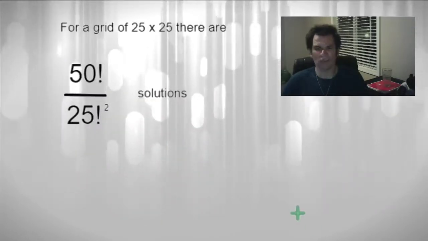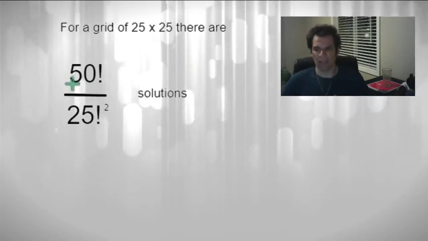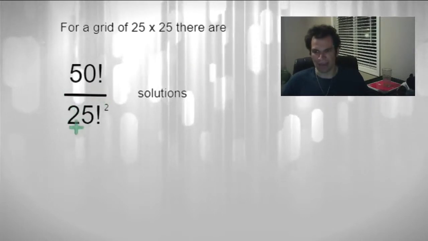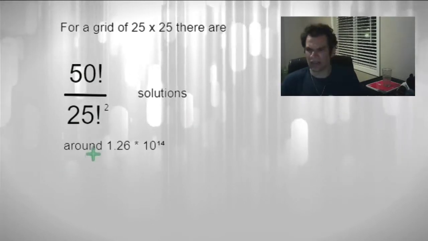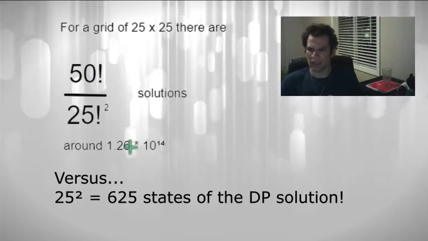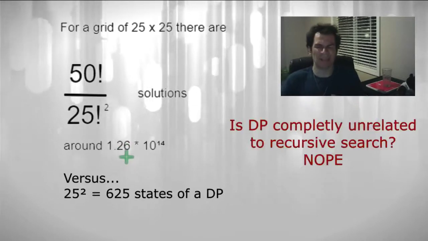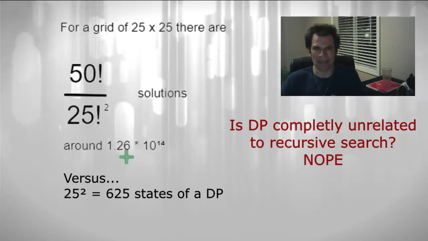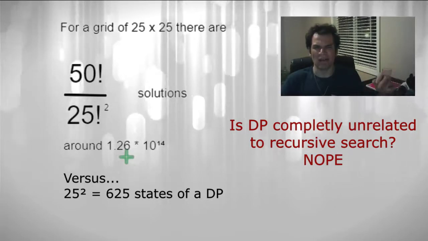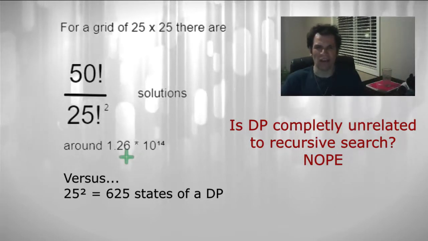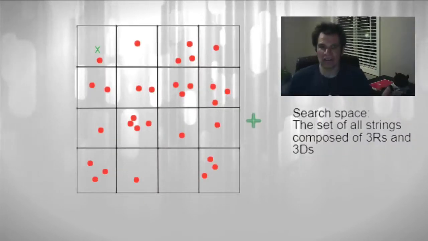For a grid of 25 times 25, there would be 50 factorial divided by 25 factorial squared solutions, and that's a lot. It's around 1.26 times 10 to the power of 14. This may seem like dynamic programming is a totally different technique from recursive search, something completely unrelated, but that's not true. Let's consider this other example.